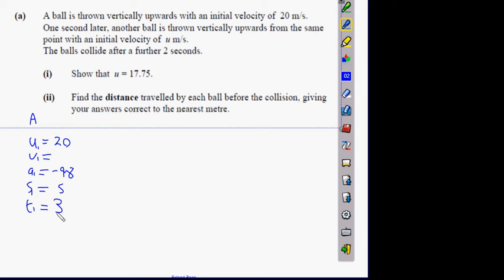And what about ball B? u equals u. For B we don't know. a we know is minus 9.8. s2 we know is the same as s, and t2, 2 seconds. Now, make a decision on what formula you think you're going to use. Okay, and why would you say that? s equals ut plus half at squared? We don't know v, so we're going to go with s equals ut plus half at squared.